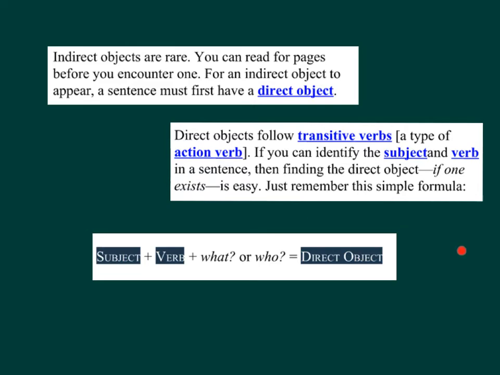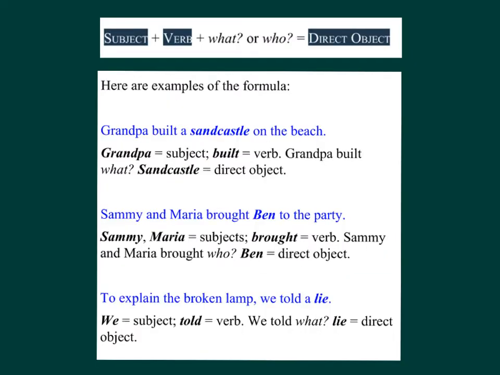So just remember this formula. Subject plus verb plus what or who equals direct object. Here are examples for the formula. Grandpa built a sandcastle on the beach. Grandpa is the subject. Built is the verb. Grandpa built what? A sandcastle. So sandcastle is the direct object.